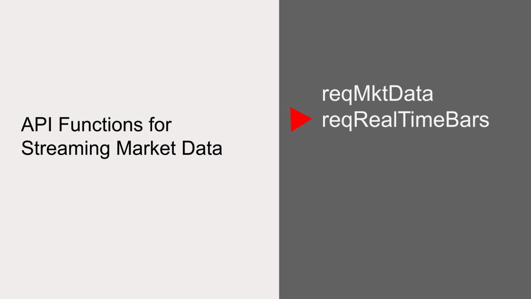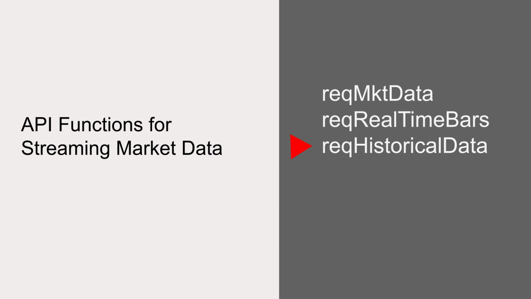Another function which is similar is called reqHistoricalData. This function can also provide updates in the same way, but it also has the ability to provide historical data before giving updates of streaming real-time data. When it does this, it'll give updates of unfinished bars as they occur in real time before giving a completed bar.